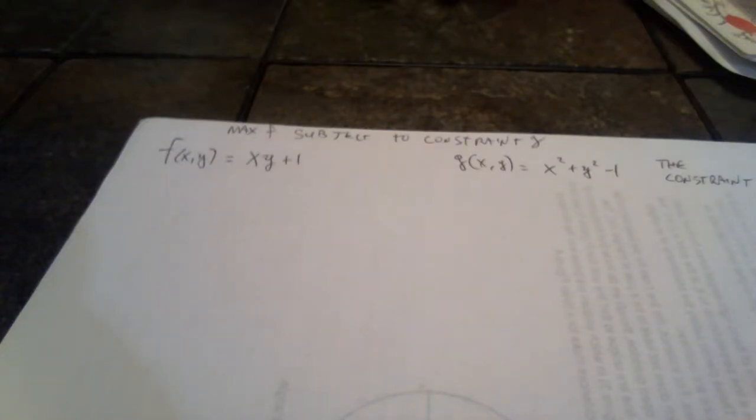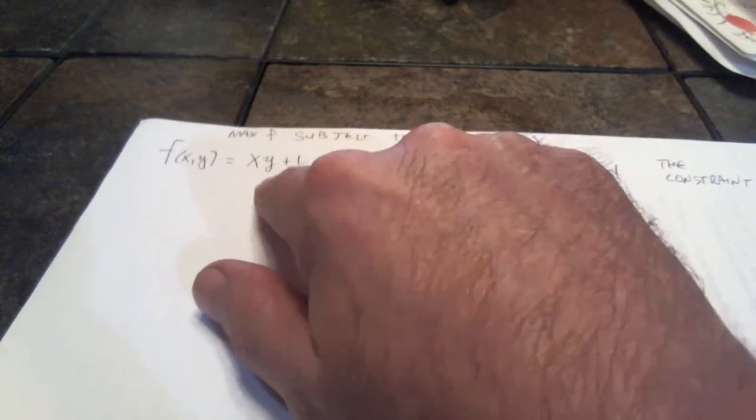Howdy, Calc 3 students. I'm going to try and do two Lagrange multiplier problems. Lagrange multiplier problems usually sound the same when they start out. You usually have some kind of surface, in this case xy plus 1, that is subject to a constraint, and in this case it's x squared plus y squared minus 1. The constraint is a set of points in the xy plane, and your surface is being limited to just those points, and you're trying to find the highest point on the surface above the constraint.